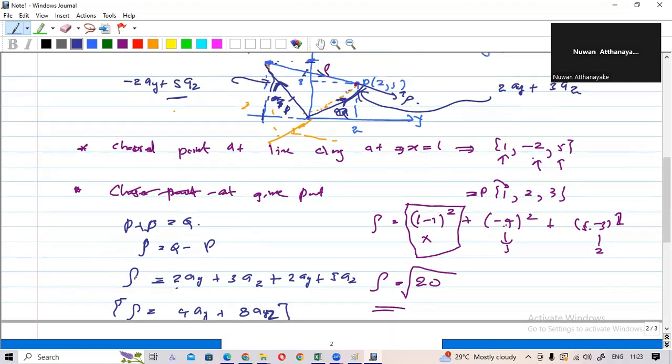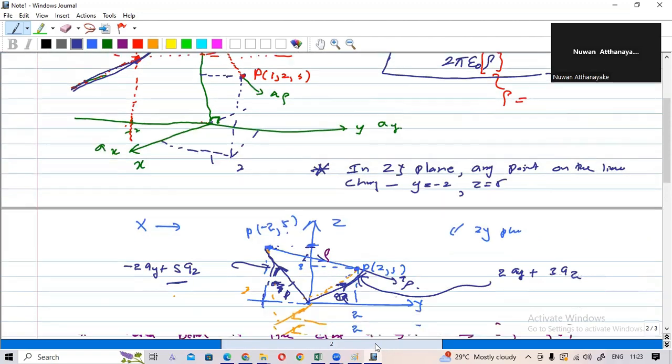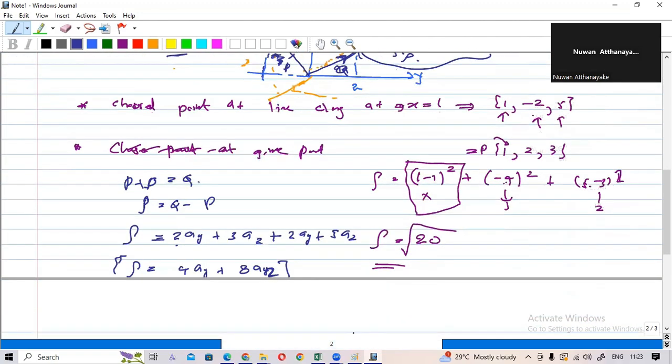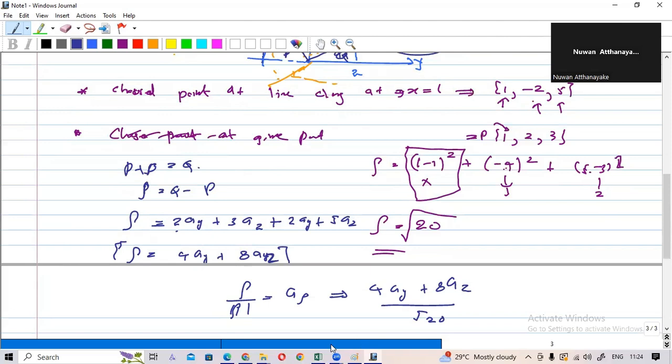So you need to find a rho, that is the unit vector. How to find the unit vector? The rho vector divided by the magnitude of this rho vector gives the unit vector a rho. So you know the rho vector, that is 4ay plus 8az, divided by the magnitude, square root 20. So this is a rho.